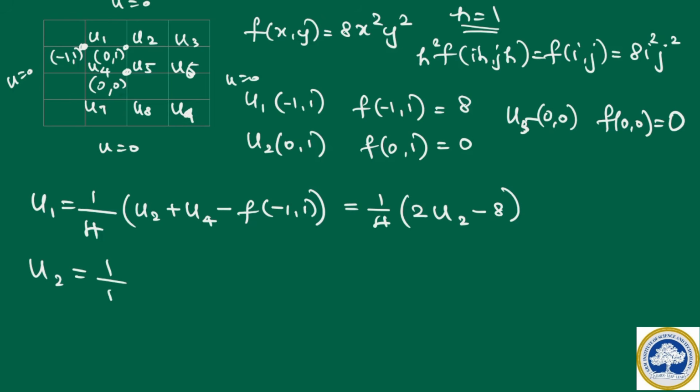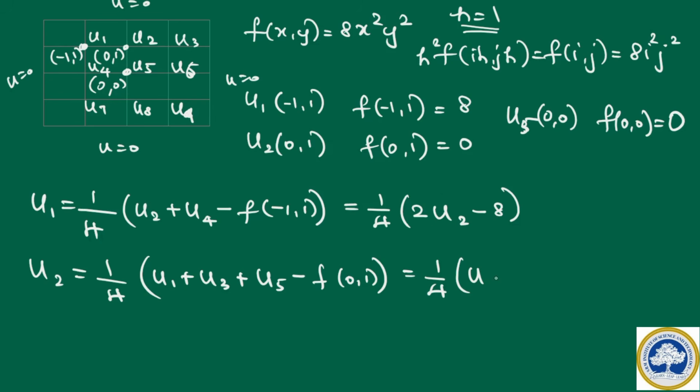Similarly u2 is 1 by 4 into u1 plus 0 plus u3 plus u5, minus the function value f of 0 comma 1, which is anyway 0, as we already found. So directly we can write, since u1 and u3 are same, 2u1 plus u5. That's it.